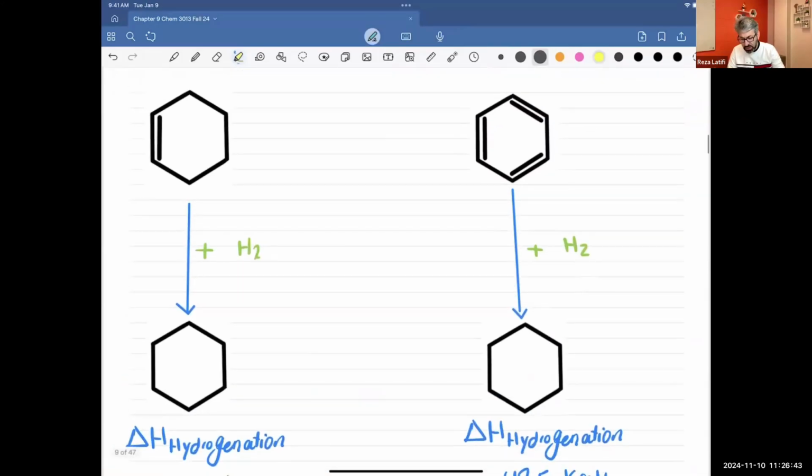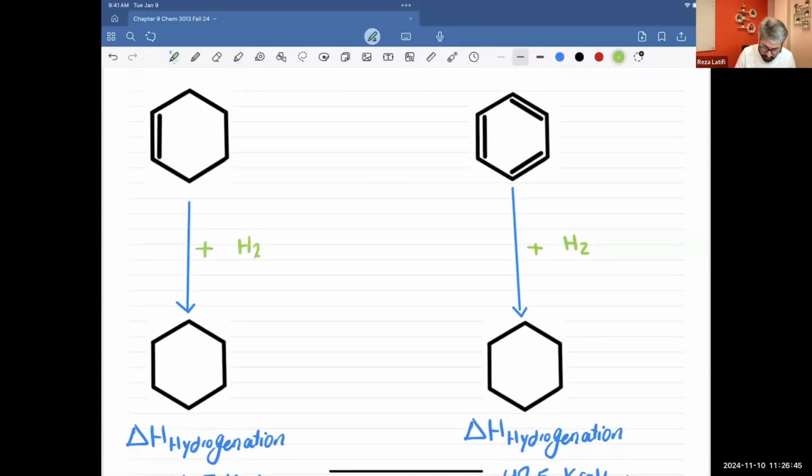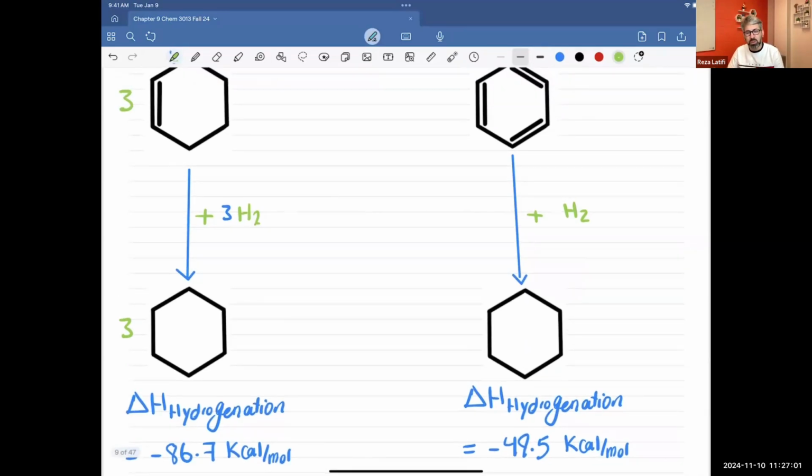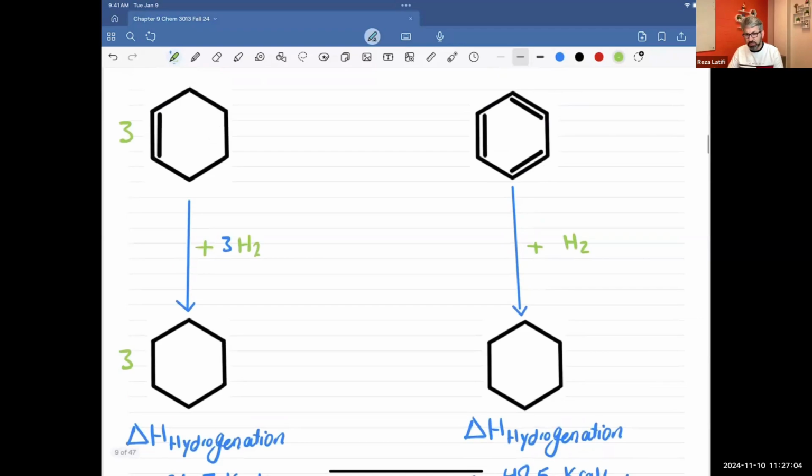So I repeat this one. I go 3 moles from hexene plus 3 moles from hydrogen gas. That's going to give me 3 moles from cyclohexane. The delta H of the reaction is minus 86.7. Now, when I repeat this experiment with benzene, and benzene has 3 double bonds, in order to saturate them, I need to have 3 moles from hydrogen gas, and that's going to give me 1 cyclohexane molecule.